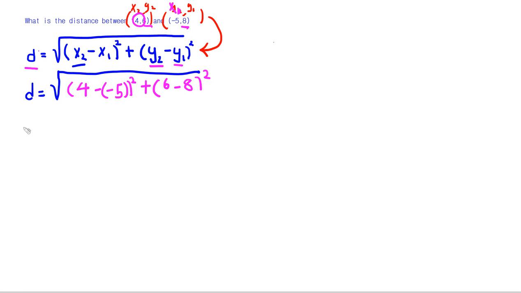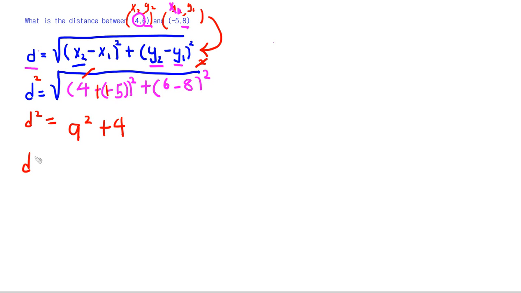Then we can square both sides in order to remove this radical, because of the complicated calculation. The radical will cancel out with the square, and we will get d squared equal to 4 minus 5, all squared. We don't have to write the square root, and we will get 4 minus negative 5, the minus turns to a positive, so we get 9 squared, plus 6 minus 8 is negative 2 squared, which is going to be positive 4.